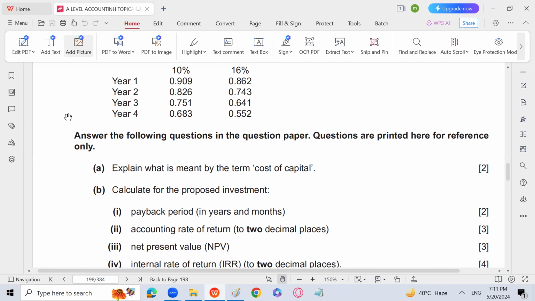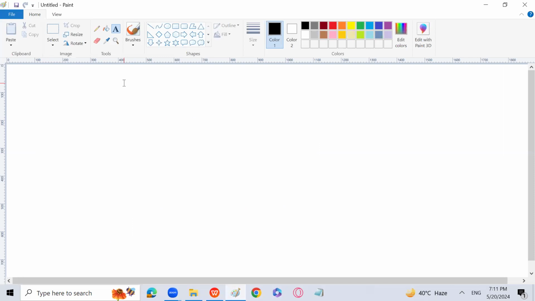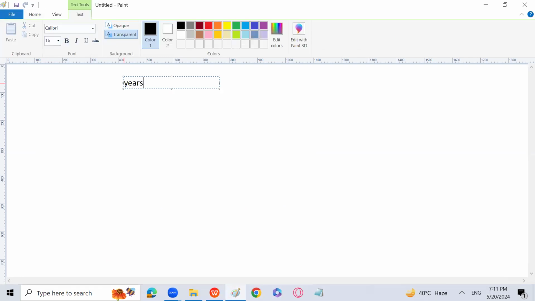Calculate the proposed investment payback period, accounting rate of return to 2 decimal places, net present value and IRR. So let's start the question. Here I will write years. And here I am going to write the cash flows. Sorry, spelling mistakes. And here we'll start from 0, then 1, 2, 3, and 4. Right?